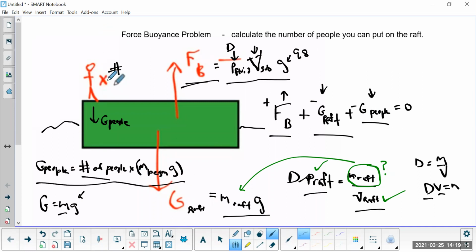So people is plural. If you just figure out one person, it tells you the average mass of a person on the boat, and you multiply that by 9.8, that'll be the weight of one person. And you've got to figure out this number. So you just keep adding in increments of that person. It's just like a variable. I just put a number sign here, but you're solving for the number sign.